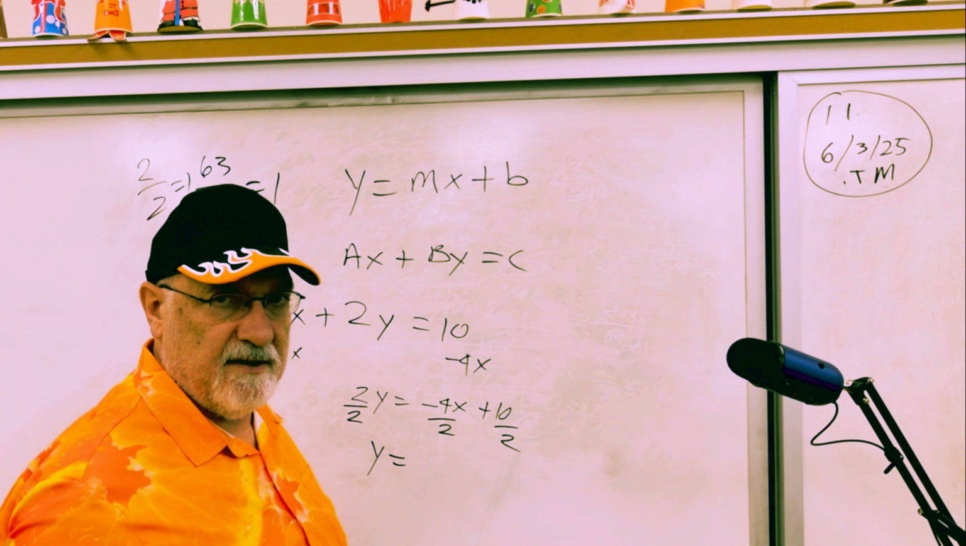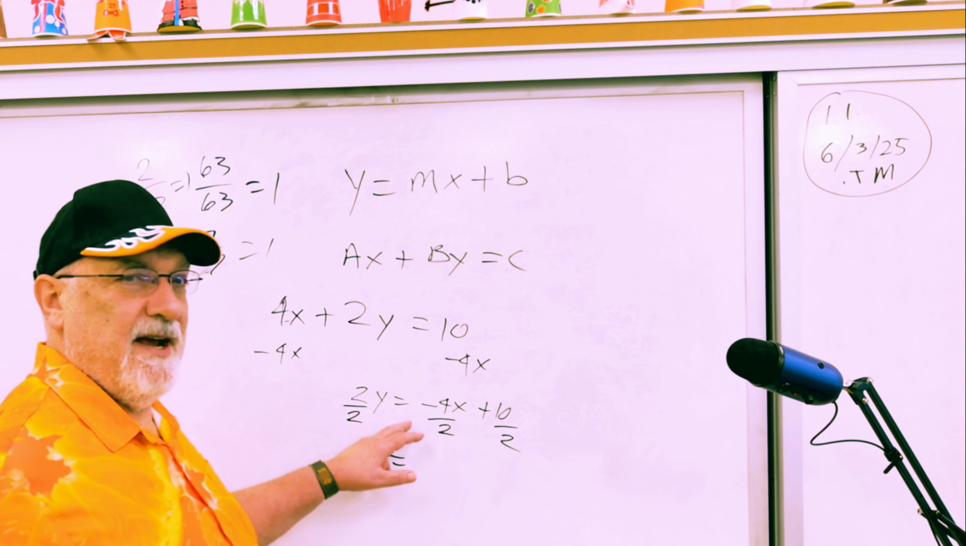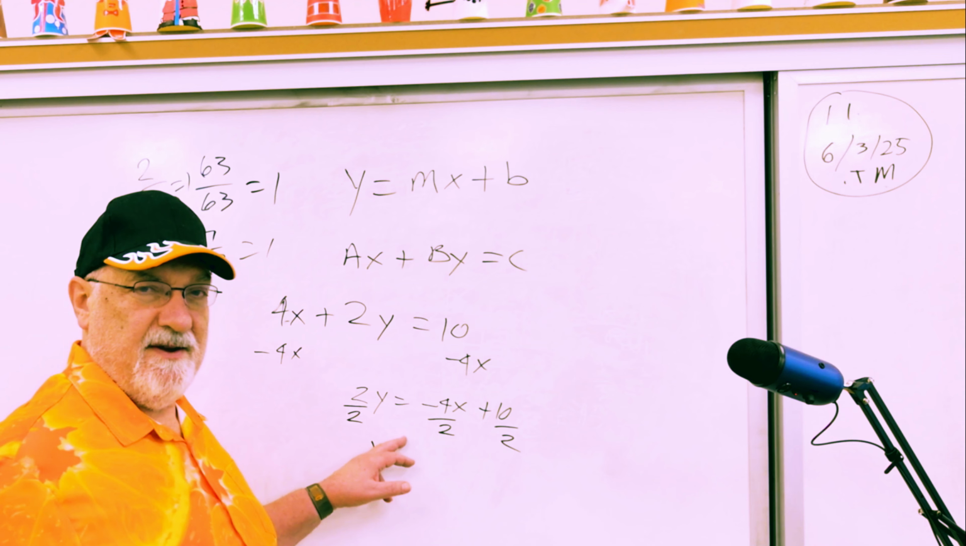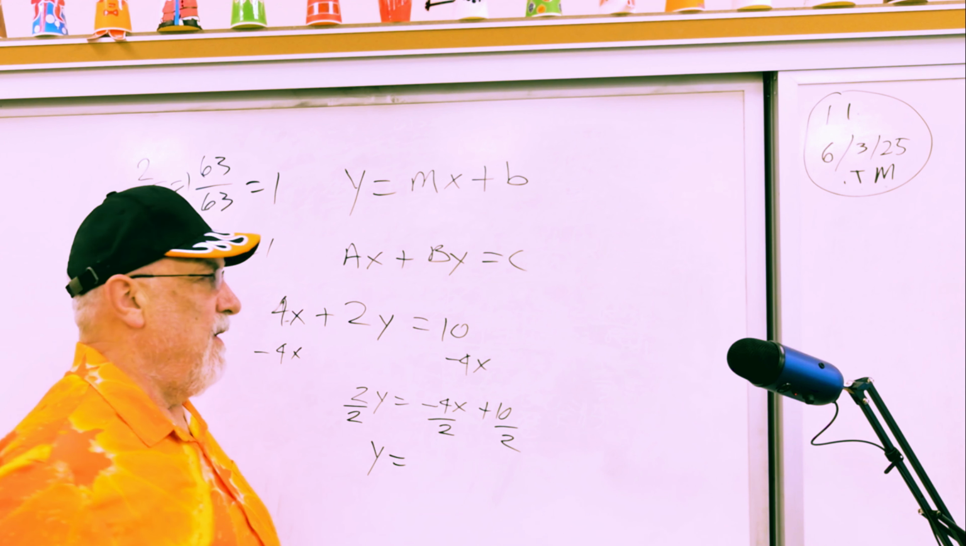It's going to be the result. All right, so a negative divided by a positive, the result's going to be negative. Now I have a way to memorize that.